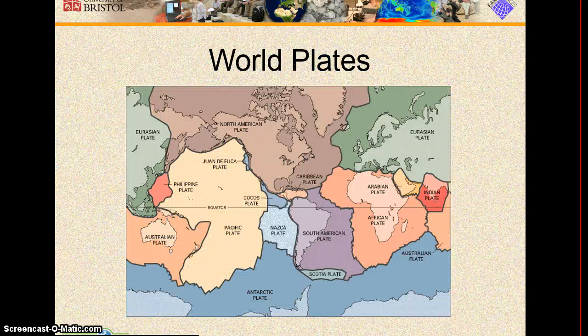So here are world plates. You can see that the continents sit on top of the plates. So you can see here's the North American plate because the North American continent sits on top of it. The Caribbean plate here, this is the Caribbean Ocean. You've got the South American plate because the South American continent sits on it. The African plate here, and so on.